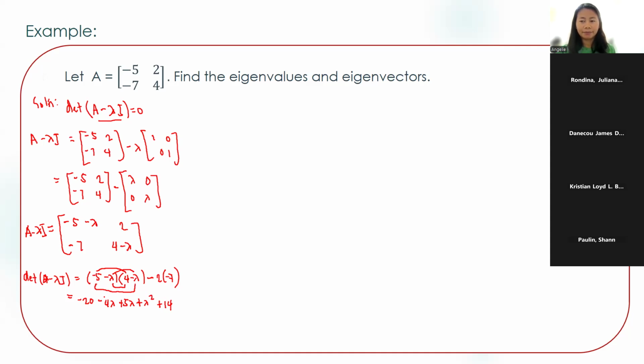Algebra. So, dapat ma-recall ninyo ito yung algebra sa high school. Right? Next, simplify. Of course, we'll start with the highest exponent. So, we have lambda square. Kani, this is negative 4 lambda plus 5 lambda. Negative 4 plus 5 is 1. So, we have lambda. And then we have negative 20 plus 14. We have negative 6.